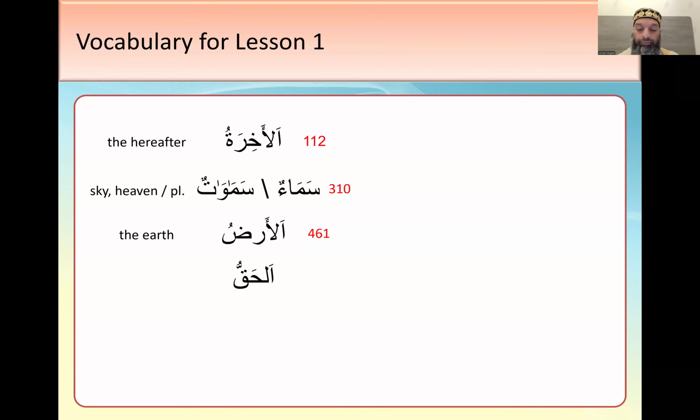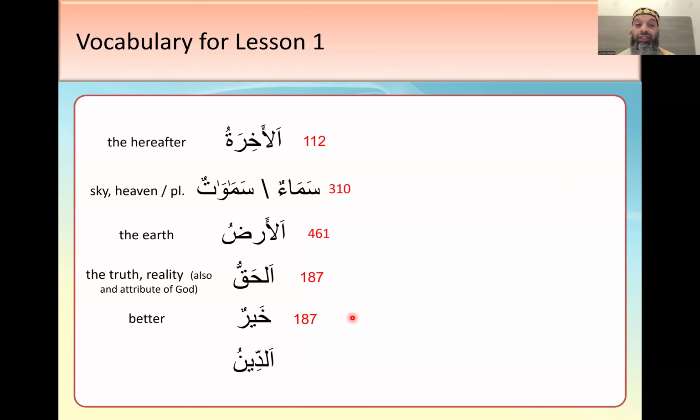What is al-haqq? Good. Al-haqq is the truth, coming about 187 times in the Quran. Khair. Jazakallah khair. We use this word. Yes? Excellent. Better. May Allah reward you good. May Allah reward you better, maybe you can say that. 187. Ad-deen. Lakum deenukum waliya deen.